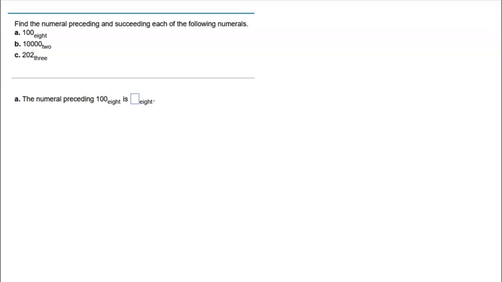So let's just review what 100 base 8 actually means. I have to be careful, because probably I shouldn't even say 100, since that's our tendency, but that's a base 10 number. I really should say 100 base 8. By definition, 100 base 8 is 1 times 8 to the second power, plus 0 times 8 to the first power, plus 0 times 8 to the 0 power.